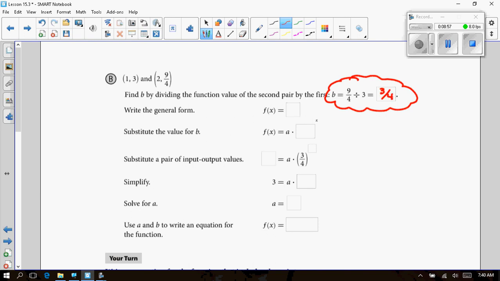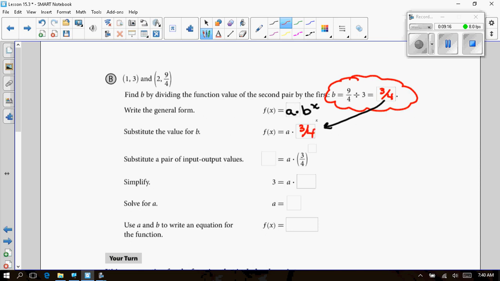So now we have our ratio. We're going to write the general form just to make sure we know what's going on. f of x is equal to a times b to the x power. Well, we'll substitute in our ratio, 3/4.